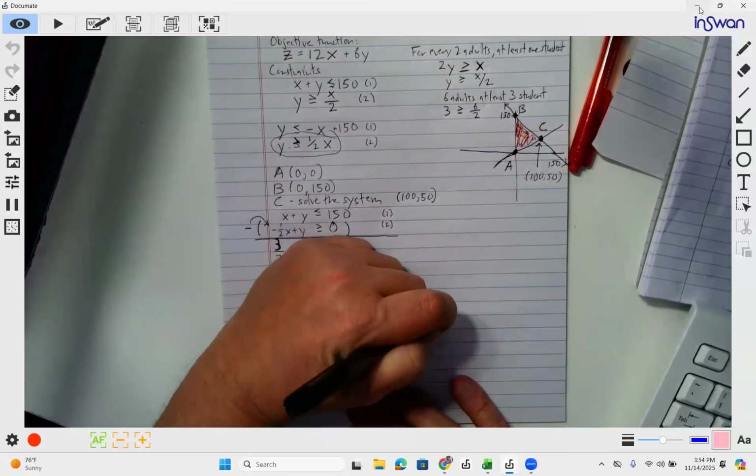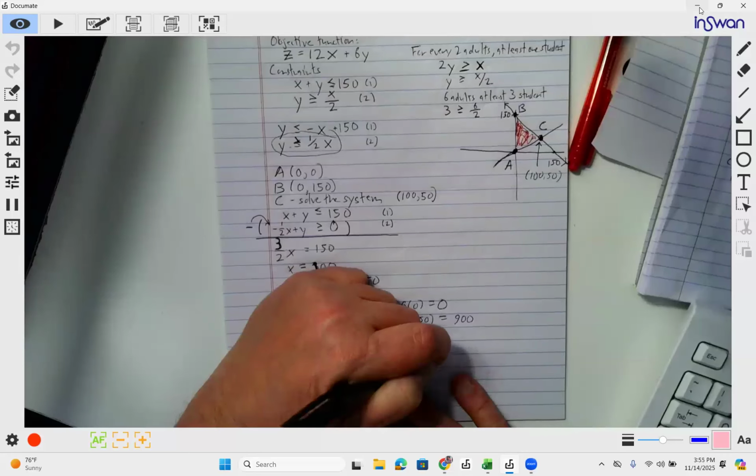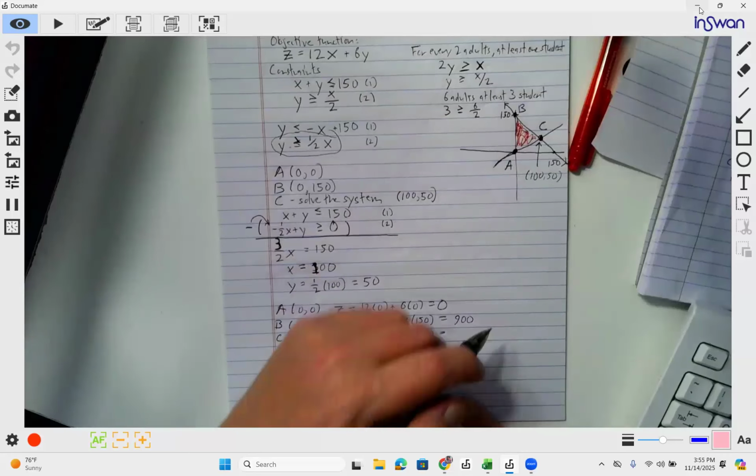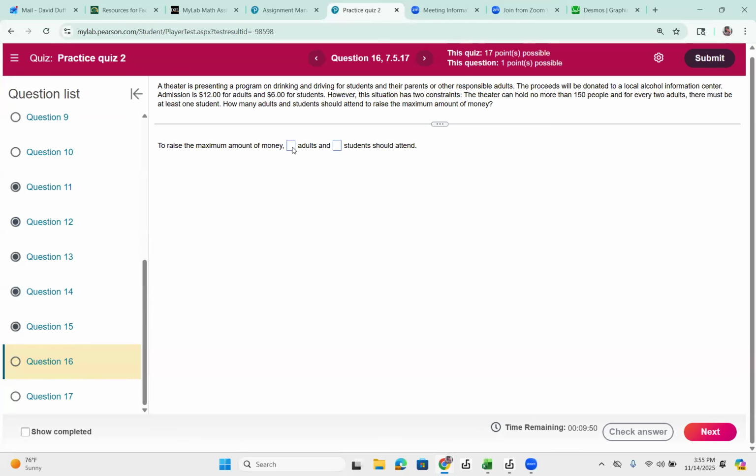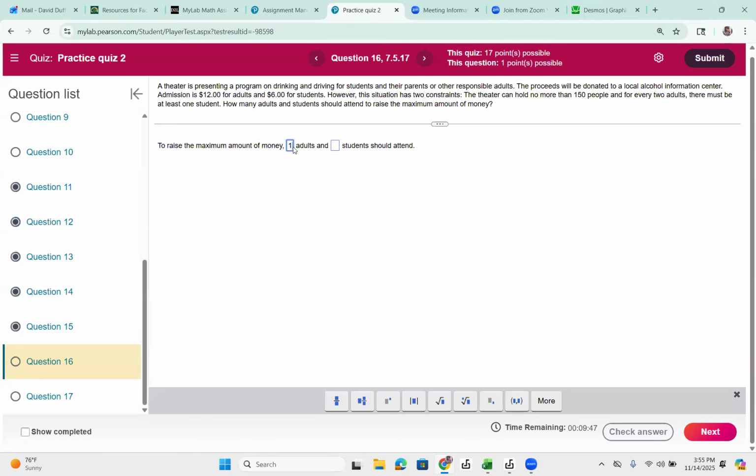And then part C is we got 150. So Z is equal to 12 times 100 plus 6 times 50, which is 1,200 plus 300 equals 1,500. That's your max. All right, so let's see what the problem asks us. To raise the maximum amount of money, we need 100 adults and 50 students.